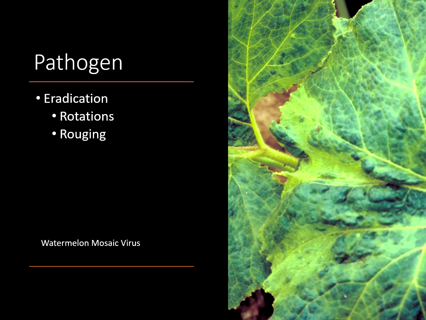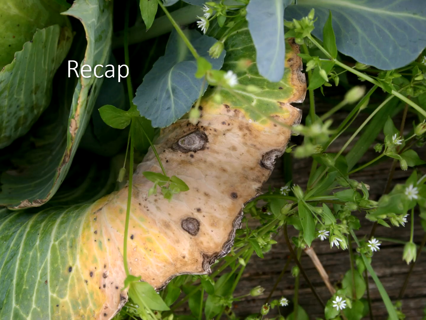And then roguing means pulling out dying plants. Don't try to save them. Don't wait to see. Get it out of there before more propagules are introduced in your soil, before that inoculum is produced. So the faster you get it out, the better to protect current healthy plants and future crops.